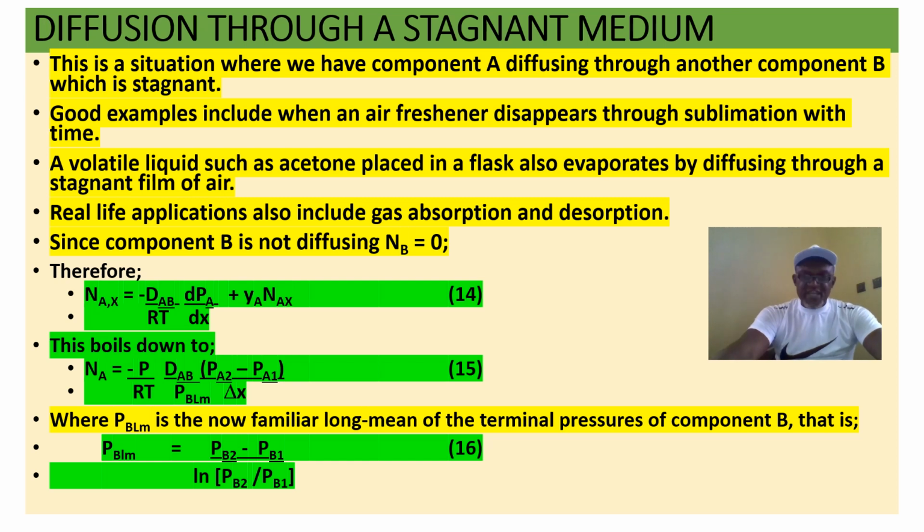Of course, you find out that, for example, the air freshener we're talking about, if you keep the air freshener near a fan, it will disappear faster because you are now bringing in forced convection to make the air diffuse, as well as that air freshener is also diffusing. So since component B is not diffusing, then it means that NB will be equal to 0. Therefore, looking at our equation 14, it now boils down to equation 15.